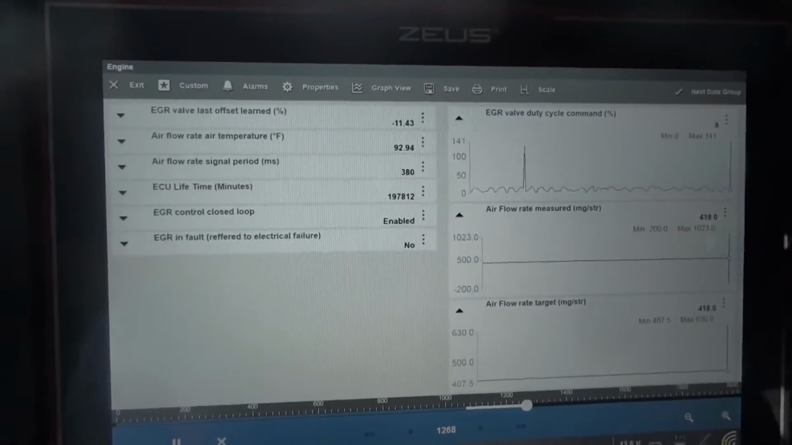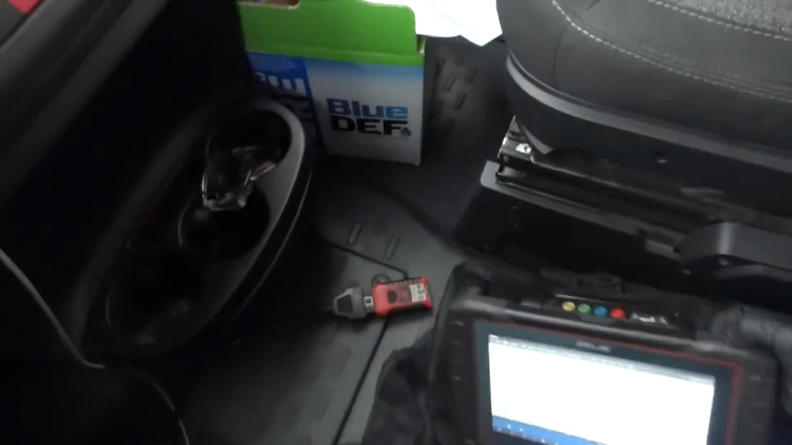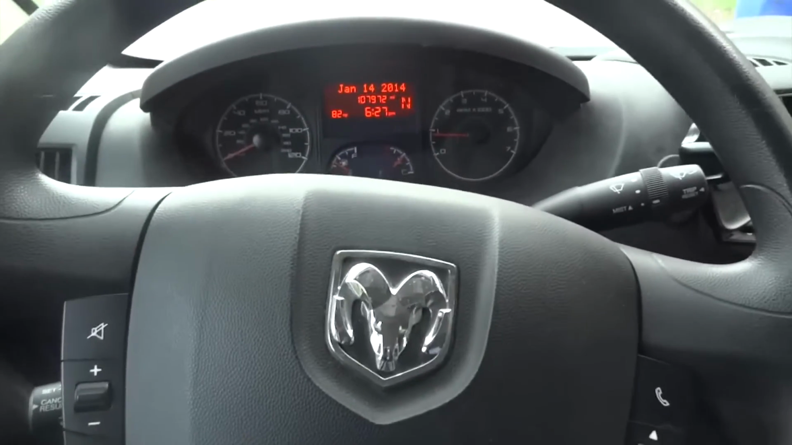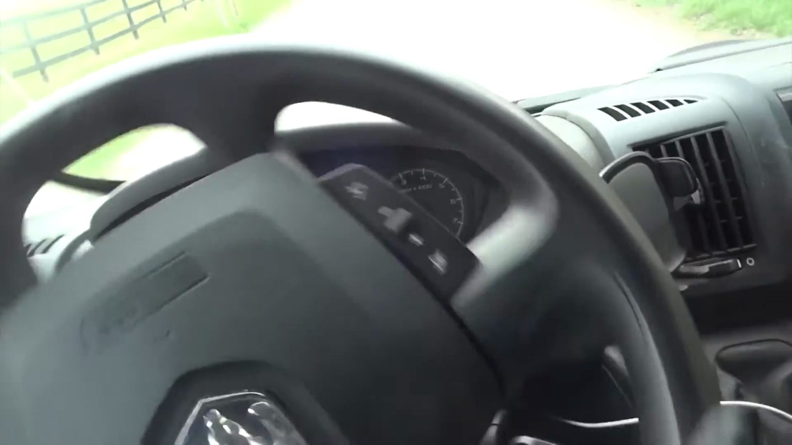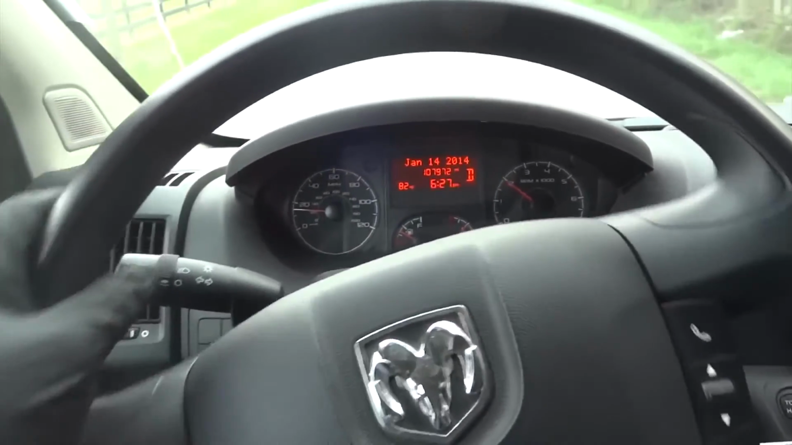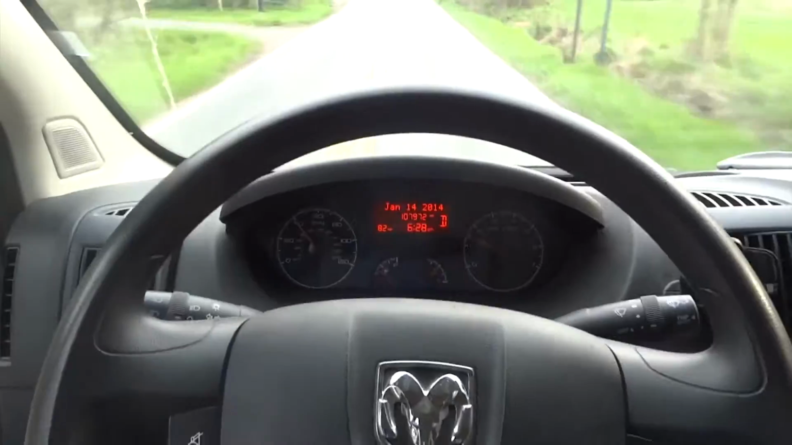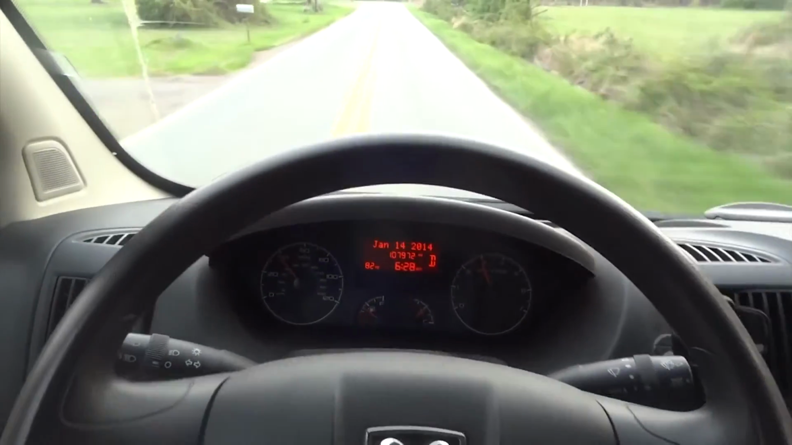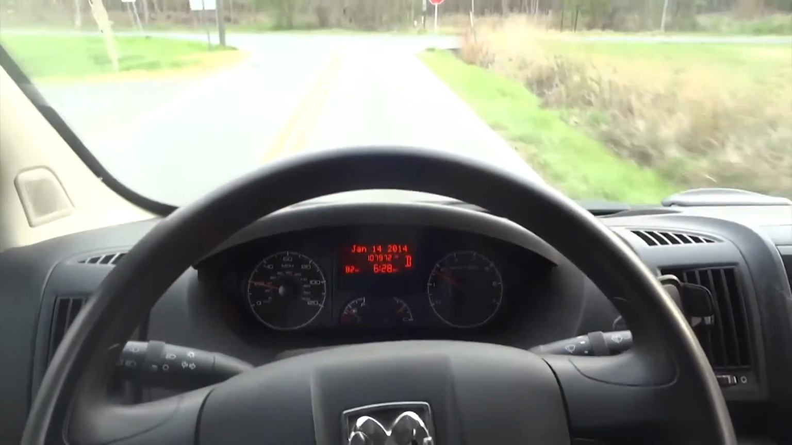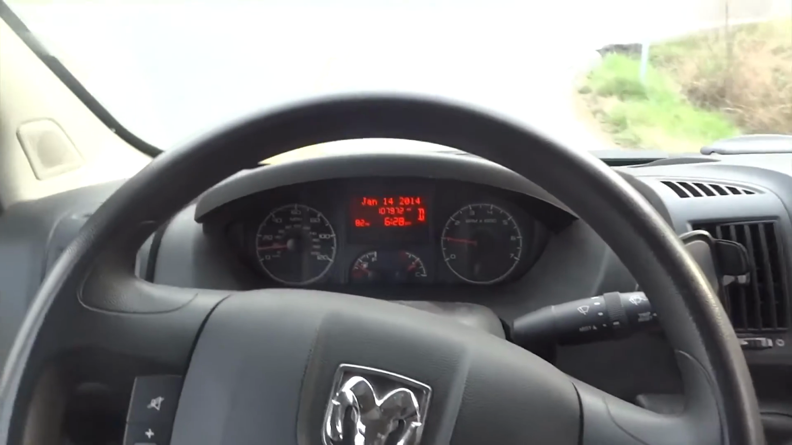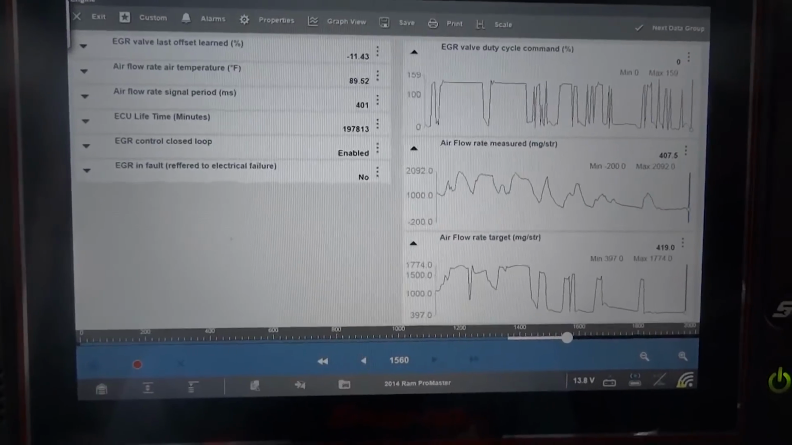So let's drive, and then we're going to come back at idle to see if these numbers will still look the same. I'm going to put the scan tool here again, and then let's drive this. The check engine light is off because we erased the trouble code. All right, I'm going to bring up our scan tool. I'm going to pause this. I'm parked on the side of the road.